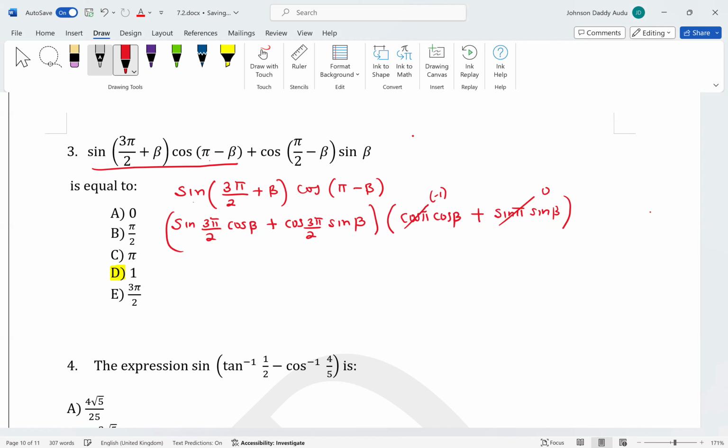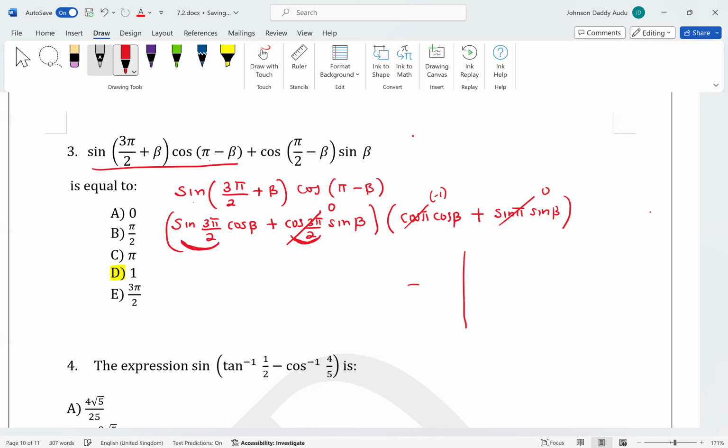Now, if you go in here, look at what you should consider. This is sine 270 and this is cosine 270. We know these values. These are standard values. What is cosine 270? Cosine 270 is 0, right? So this goes to 0 because you have cosine 270.